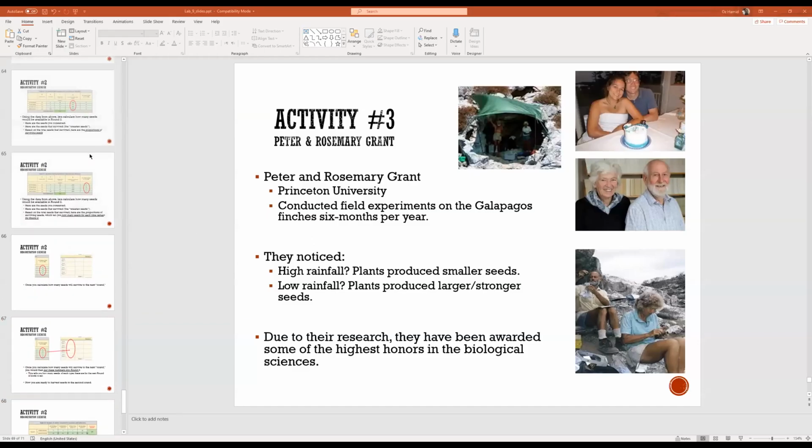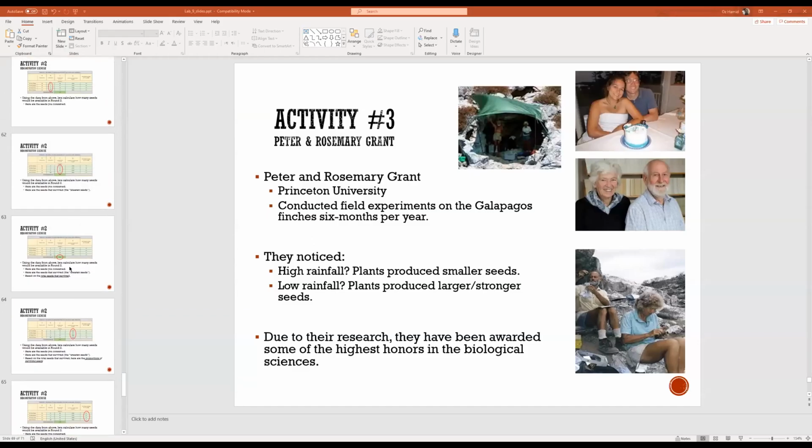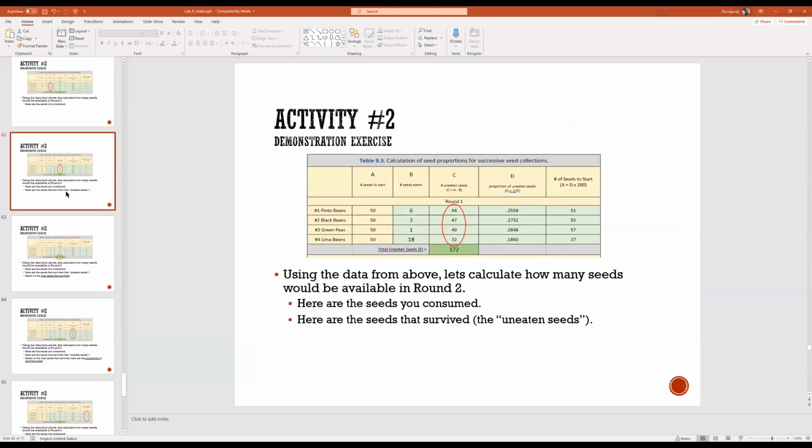Okay, so I wanted to give you guys a visualization of this data here. Like we said, green peas were not preferred, so there's going to be more available in round 2, whereas lima beans were preferred. A lot of them were consumed, so there's going to be less lima beans available in round 2. So I wanted to show you guys a visualization of that.